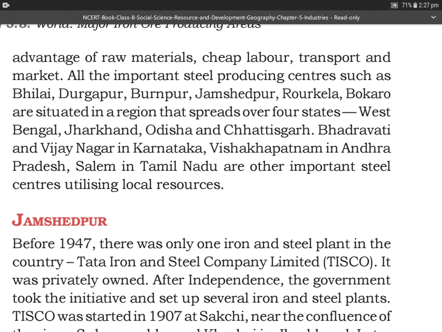Bhadravati and Vijayanagar in Karnataka, Vishakhapatnam in Andhra Pradesh, Salem in Tamil Nadu are other important steel centers utilizing local sources. So these 4 states are the major producing states. You remember in the mineral chapter also you learned, because raw material is easily available in these states, obviously manufacturers will establish near the raw material available. So West Bengal, Jharkhand, Odisha and Chhattisgarh are the main centers where iron and steel industries concentrate.